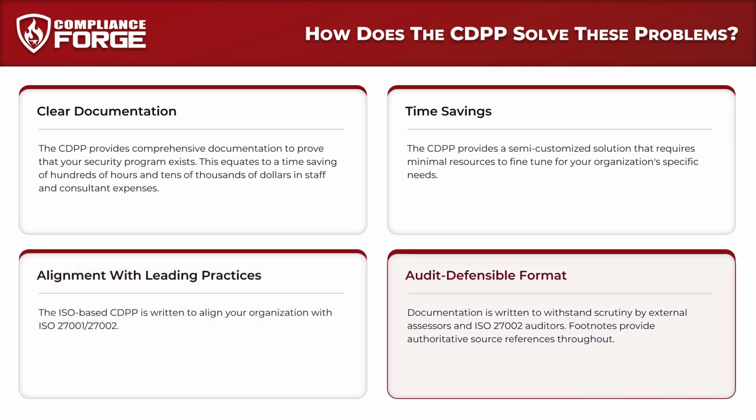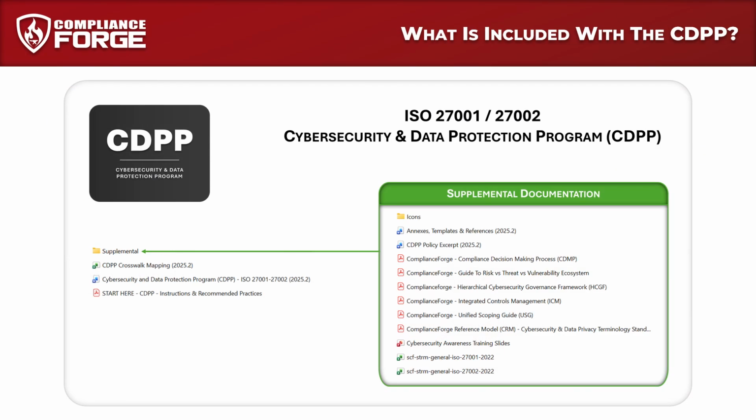And the fourth is an audit-defensible format. Documentation is written to withstand scrutiny by external assessors and ISO auditors, with footnotes providing authoritative source references throughout. So what do you actually receive?